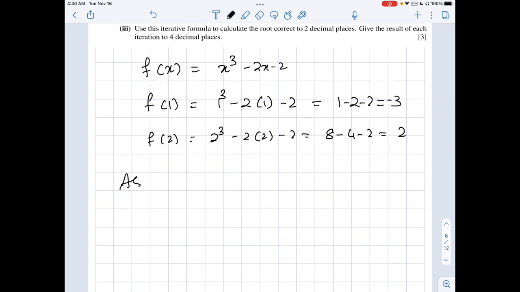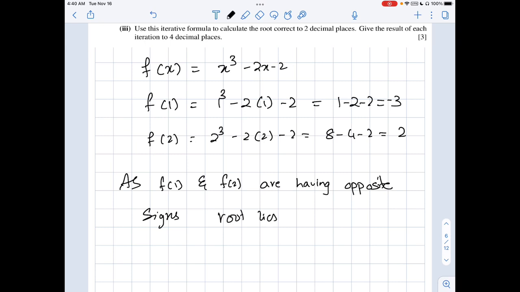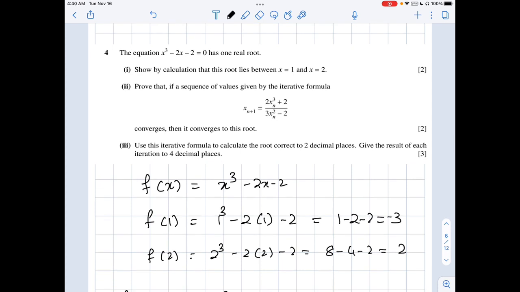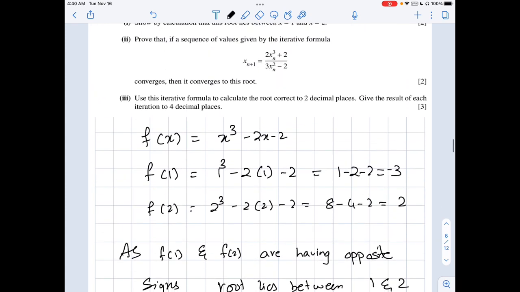We can see that f of 1 and f of 2 have opposite signs, so the root lies between 1 and 2. That's the first part. Second part, prove that if a sequence of values is given by this iterative formula, it converges to this root. So what was that iterative formula?